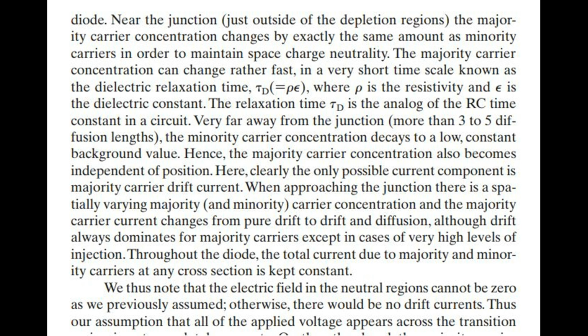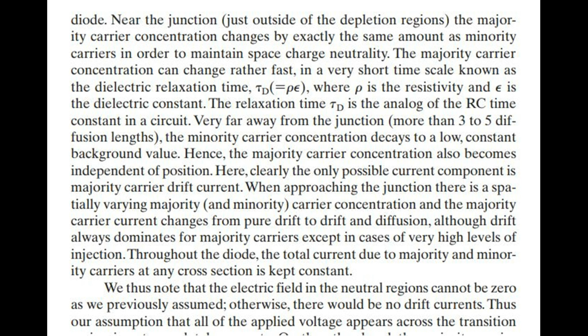Very far away from the junction, more than 3 to 5 diffusion lengths, the minority carrier concentration decays to a low, constant background value. Hence, the majority carrier concentration also becomes independent of position. Here, clearly the only possible current component is majority carrier drift current. When approaching the junction there is a spatially varying majority and minority carrier concentration, and the majority carrier current changes from pure drift to drift and diffusion, although drift always dominates for majority carriers except in cases of very high levels of injection.